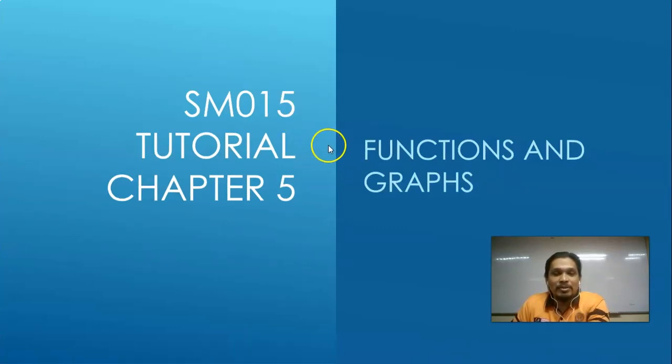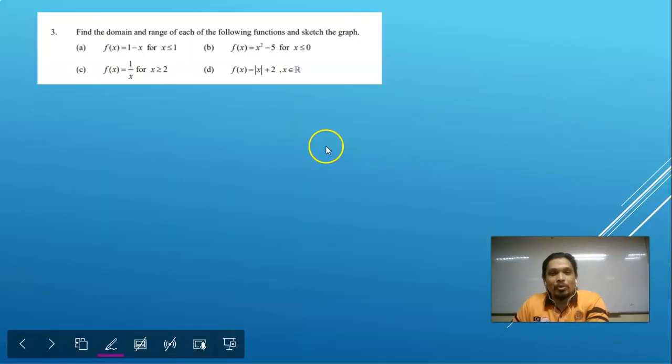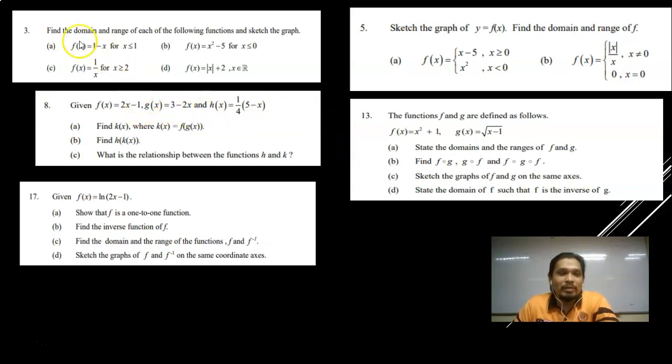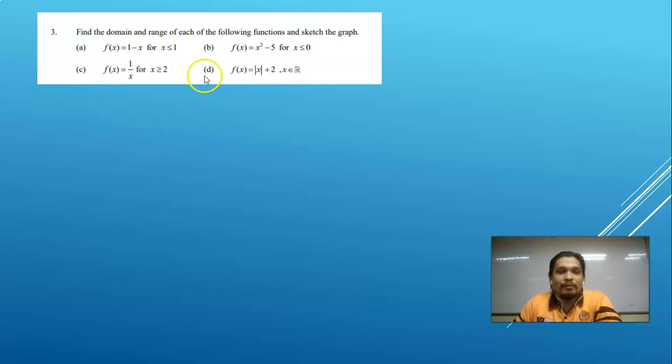Okay, so please refer to your tutorial book. These are a few questions that I selected. I'm not going to discuss all of them. For example, for question number 3, I'm going to choose question B, and 5A. The rest of 8, 13, and 17, we're going to complete and discuss one by one. So the first question, I chose A just now.